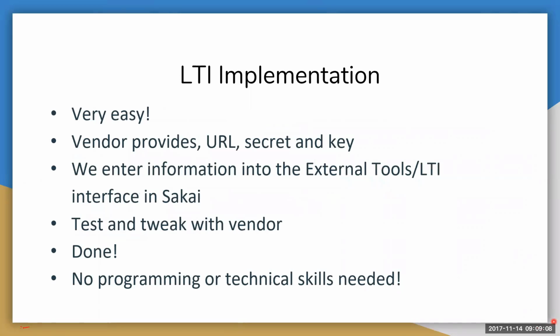I keep saying how easy it is, but I think it's really easy because I'm not a programmer, I'm not technical. The vendor who provides the LTI will give you the URL, a secret, and a key. Those are the three things you'll need. Then you enter that information into the administrative interface, the external tools and LTI interface in Sakai. We test and tweak it with the vendor. Sometimes you might find you need another setting, a second parameter to add, and we work with them, and then you're done. So there's no programming, no super technical skills. The only thing you need is to be the administrator of your Sakai instance, because it is part of the administrative site in Sakai.